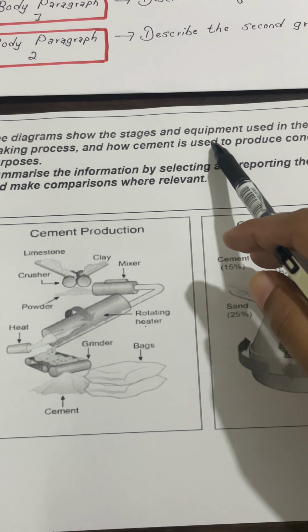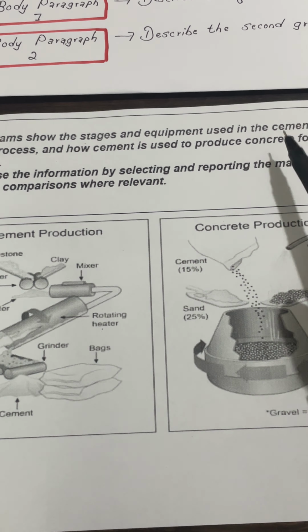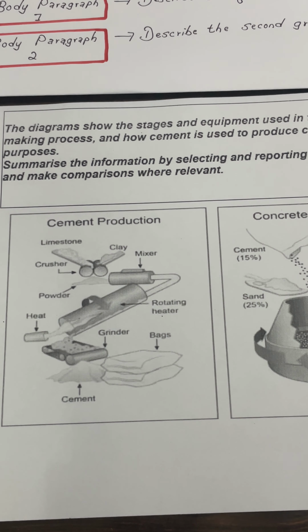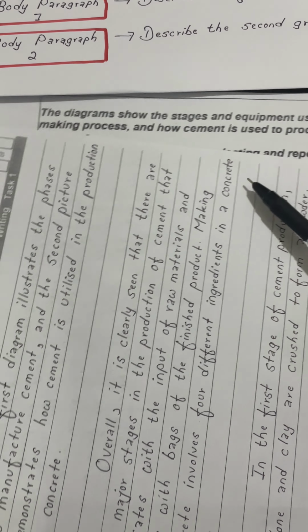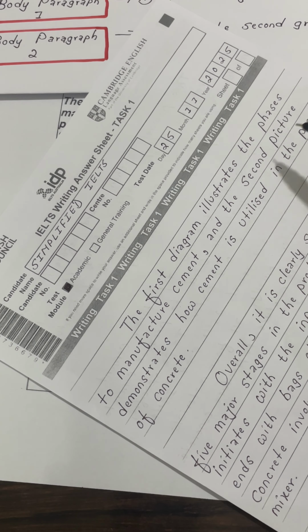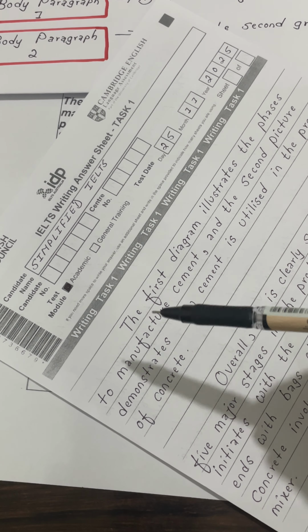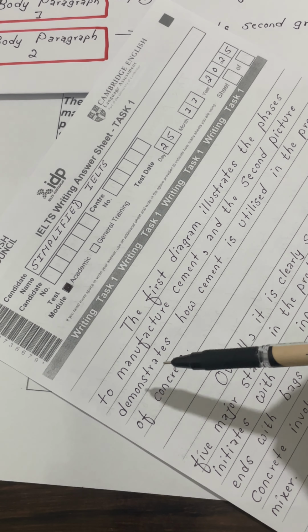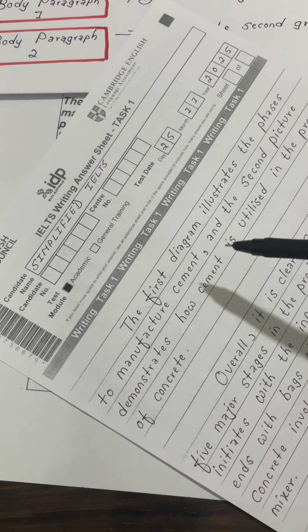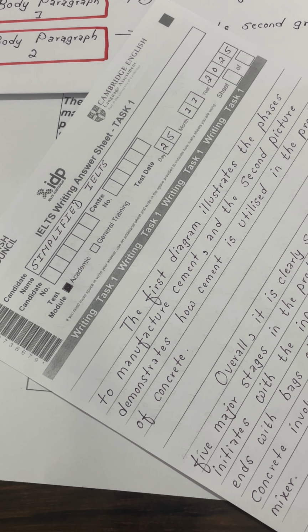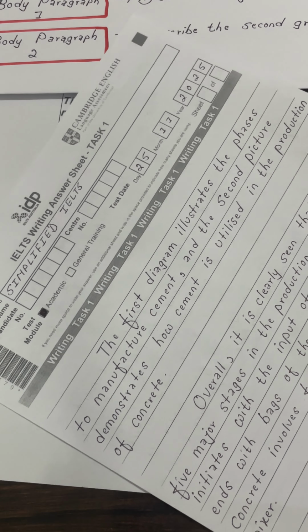and how cement is used to produce concrete for building purposes. For that, I have written the second picture. The second picture demonstrates. You can write depicts, gives information. Here I have written demonstrates how cement is utilized in the production of concrete.